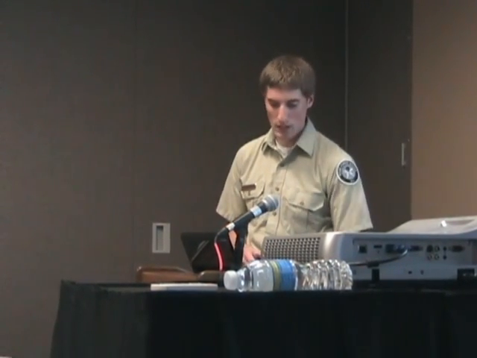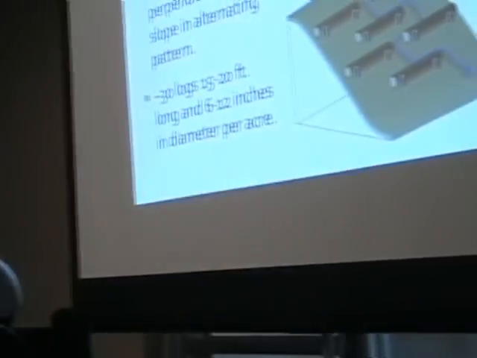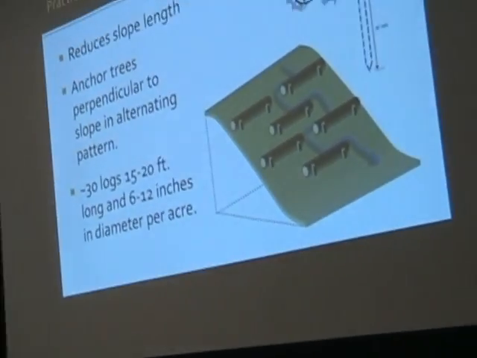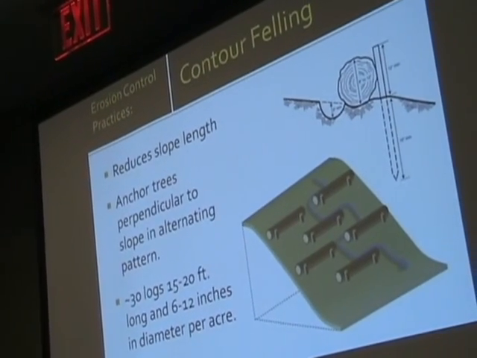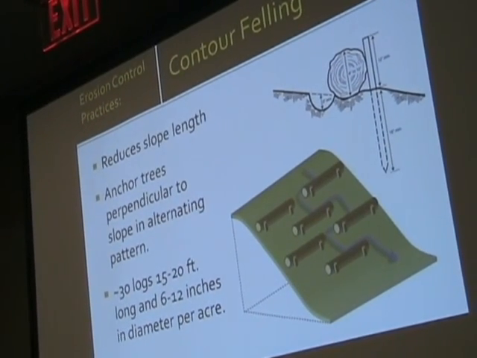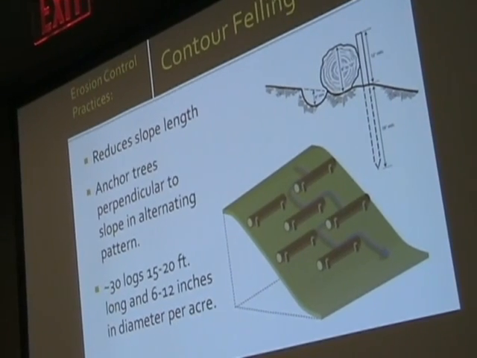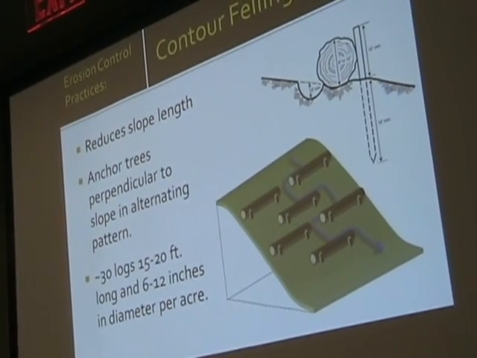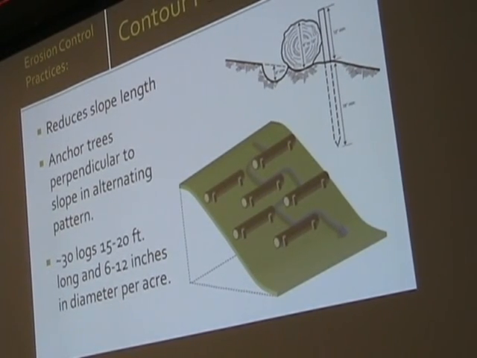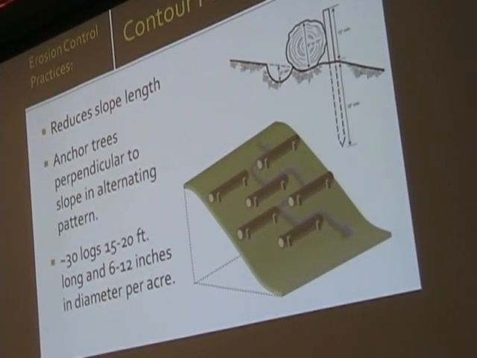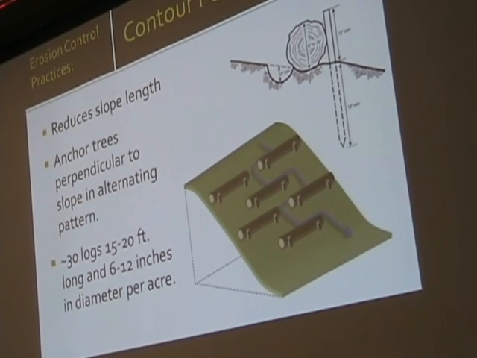Okay. So the next couple that we're going to talk about are related to controlling the slope length. Okay, and we talked about the fact that as water travels down a slope, it can pick up velocity, which allows it to pick up more sediment. So what these practices attempt to do is break up that slope length, limit the amount of length that the water can travel before being deflected.